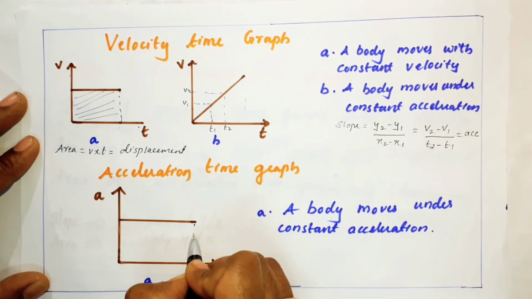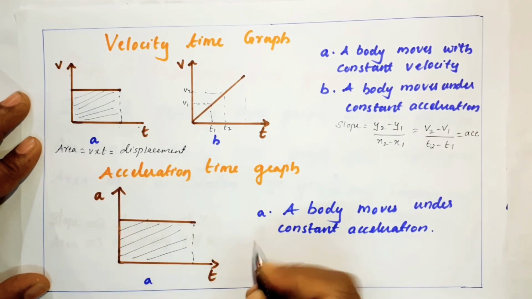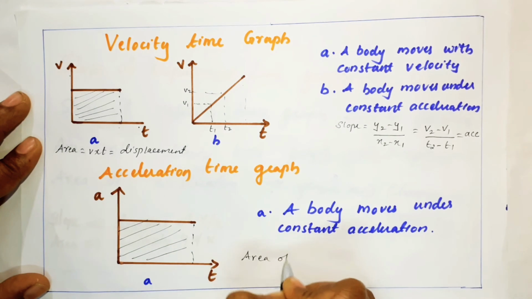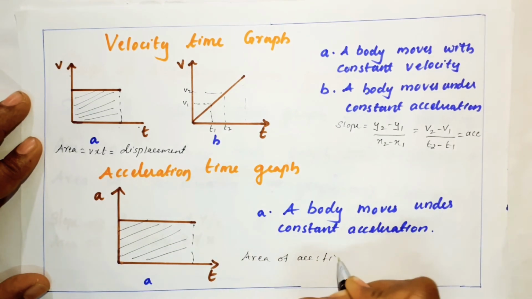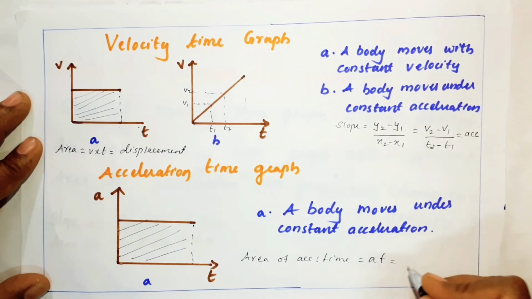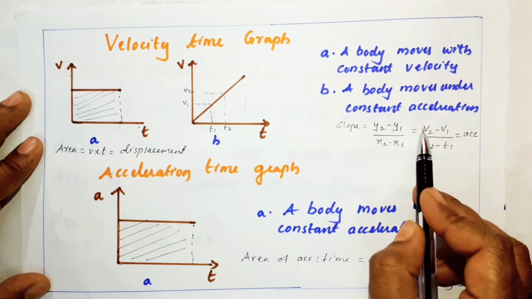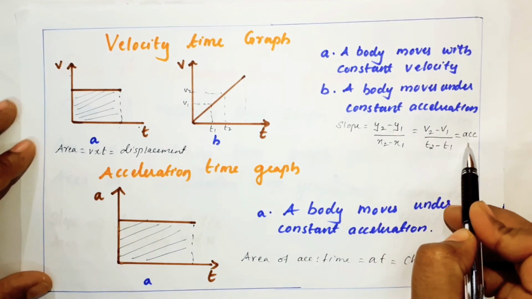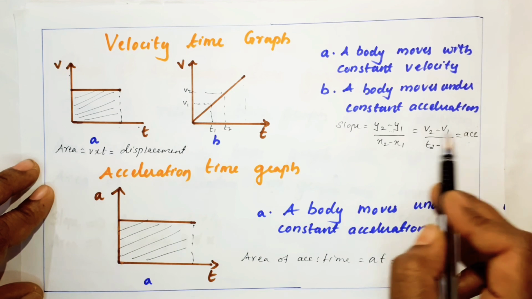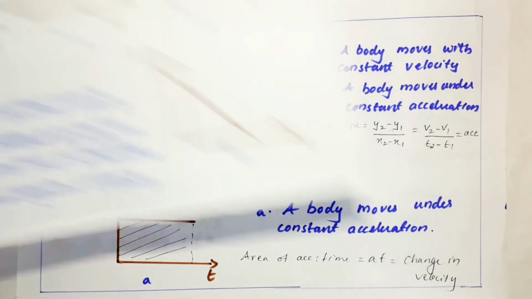Can you take this for the area of the acceleration time graph? What will the acceleration time graph area give? The area of the acceleration time graph, I will get as acceleration into time. What is acceleration into time? It is nothing but change in velocity, from the previous equation that I wrote. Here I wrote v2 minus v1 by t2 minus t1 is acceleration. So if it is acceleration into time, it will be v2 minus v1. So here we got a very important conclusion.